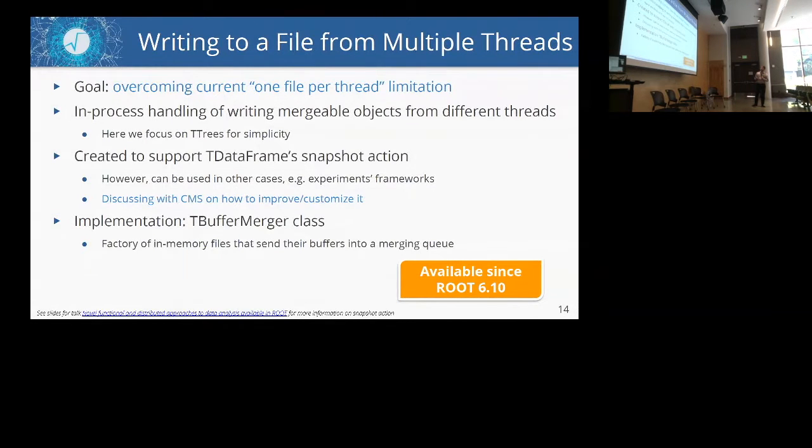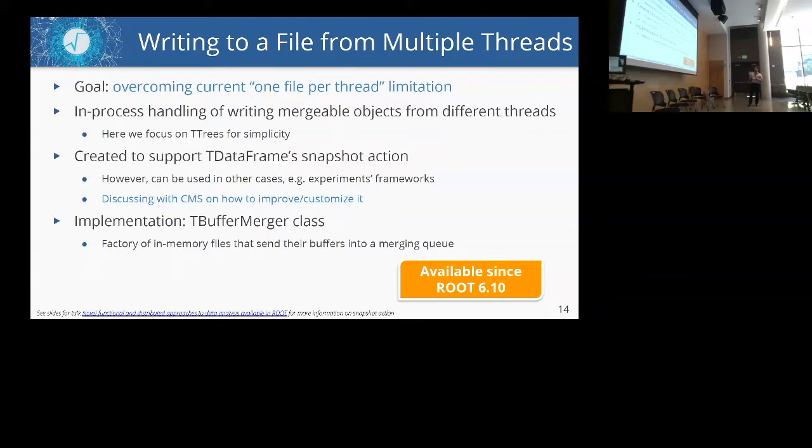So then finally, I want to talk about how to write a file from multiple threads. This was the goal of TDataFrame. We wanted to overcome this one-file-per-thread paradigm, where you create a file, but you have to, one per thread, write to a different file. So then there is this handling of mergeable objects behind the scenes. And here we'll talk about just TTree.